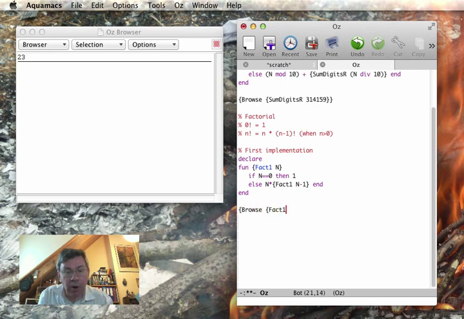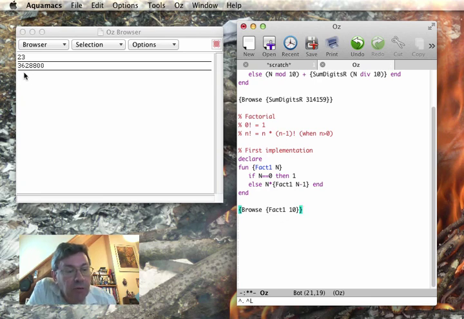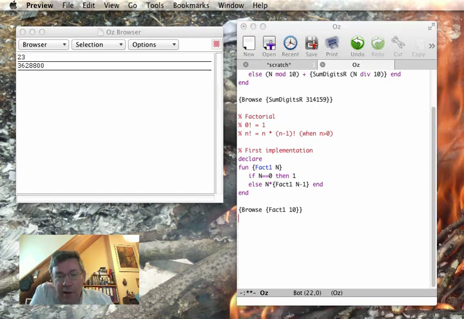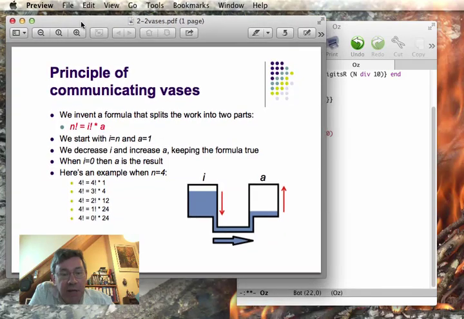Now let's evaluate fact1 of, let's say, factorial 10. This gives 3,628,800. This is factorial 10. This first implementation actually is very similar to the sum of digits implementation we saw. It follows the same approach. Now let's introduce the second approach. The second approach uses an idea that I like to call the principle of communicating vases. Let me bring in a diagram to show this.